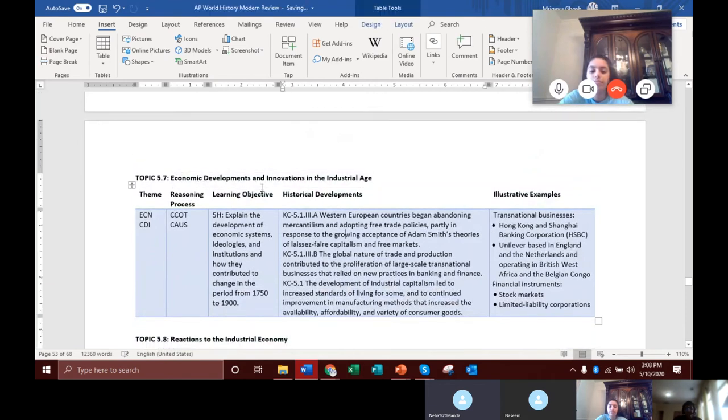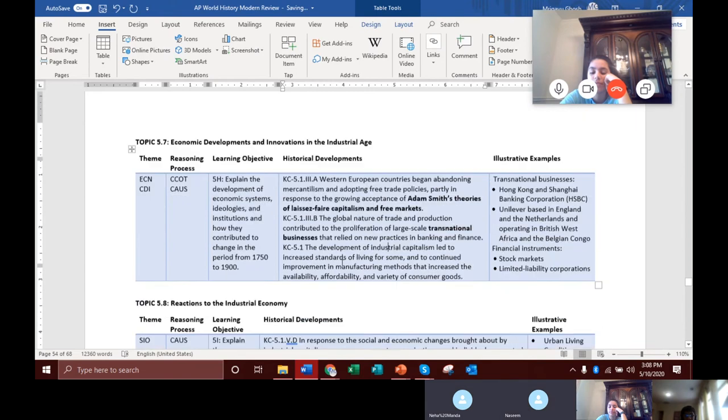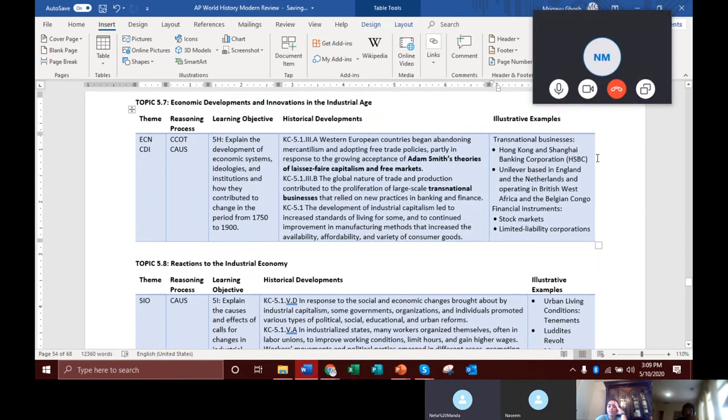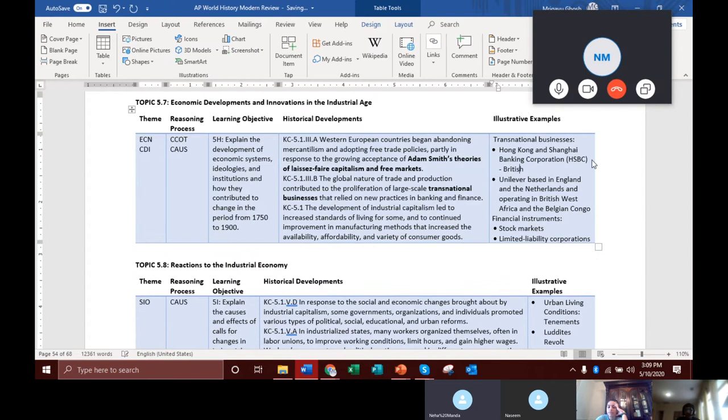Economic development in the industrial age. Western European countries began abandoning mercantilism and adopting free trade policies, particularly in response to mercantilism, laissez-faire capitalism and free markets. So, transnational businesses, industrial capitalism, it increased standards of living and it continued to improve. The Hong Kong and Shanghai one was a British owned bank. So it's like transnational.